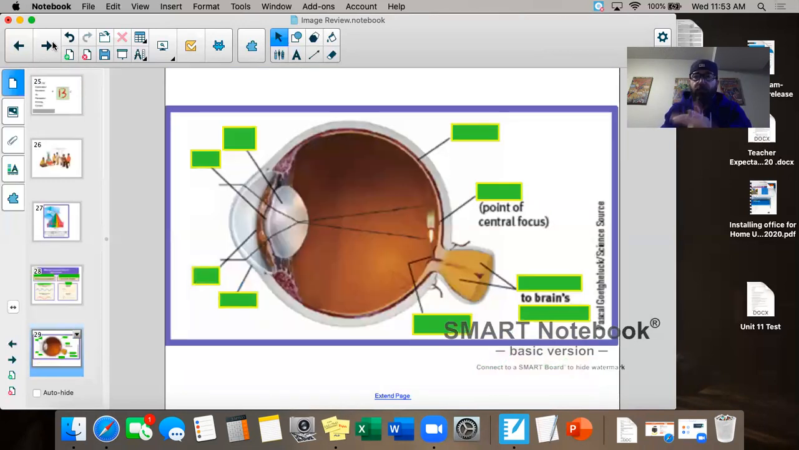Yay, eye parts. Okay, should take you about a minute or so. I'm going to give you a countdown. Go ahead and pause, draw, and label an eye.